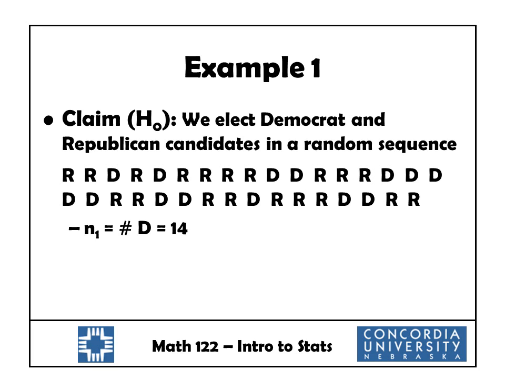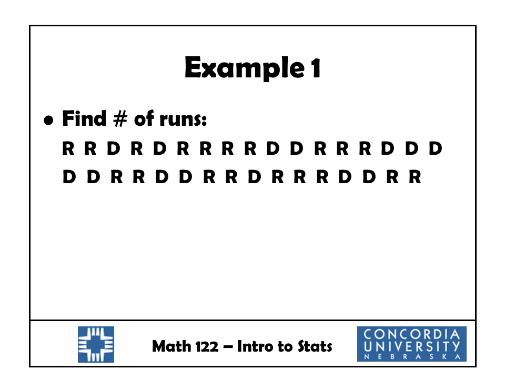So to do our runs test, let's find N1 and N2. Let's let N1 be the number of Democrats, so we count the number of Ds, which is 14. Let's let N2 be the number of Republicans, so count the number of Rs, and that's 19. Now we could have switched those two around. We could have let N1 be the number of Republicans, N2 be the number of Democrats, and we would have been fine.